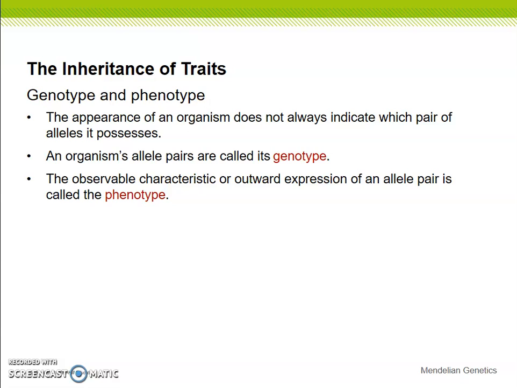Genotype and phenotype. The appearance of an organism does not always indicate which pair of alleles it possesses. So you can see the dominant look, but you might not know if it's homozygous dominant or heterozygous. An organism's allele pair is called its genotype because the gene controls the allele. The observable characteristic or the outward expression of an allele is called its phenotype.